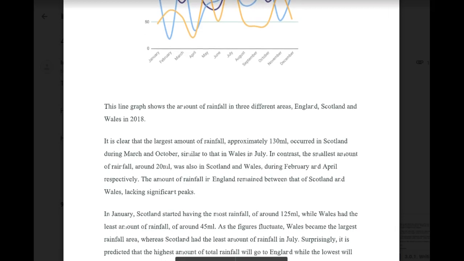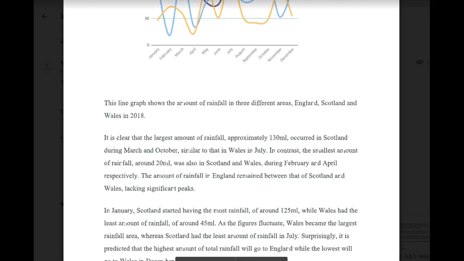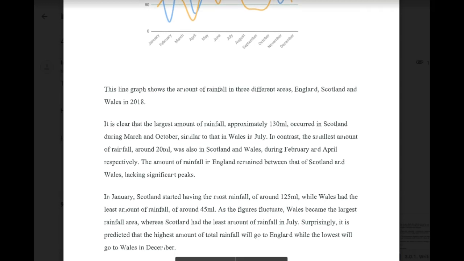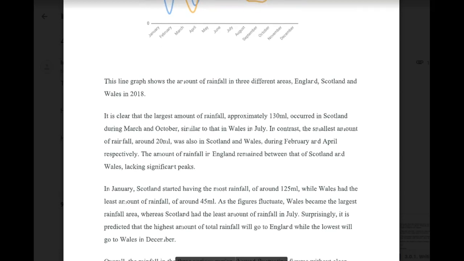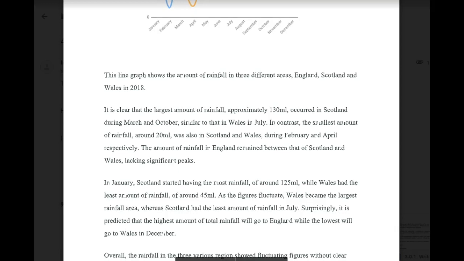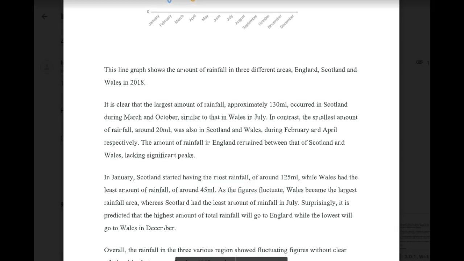It is clear that the largest amount of rainfall, approximately 130 ml, occurred in Scotland during March and October, similar to that in Wales in July. In contrast, the smallest amount of rainfall, around 20 ml, was also in Scotland and Wales during February and April, respectively. The amount of rainfall in England remained between that of Scotland and Wales, lacking significant peaks.